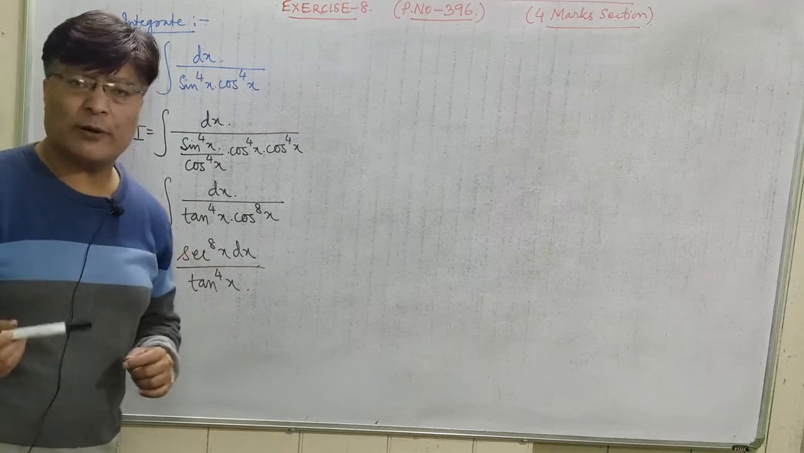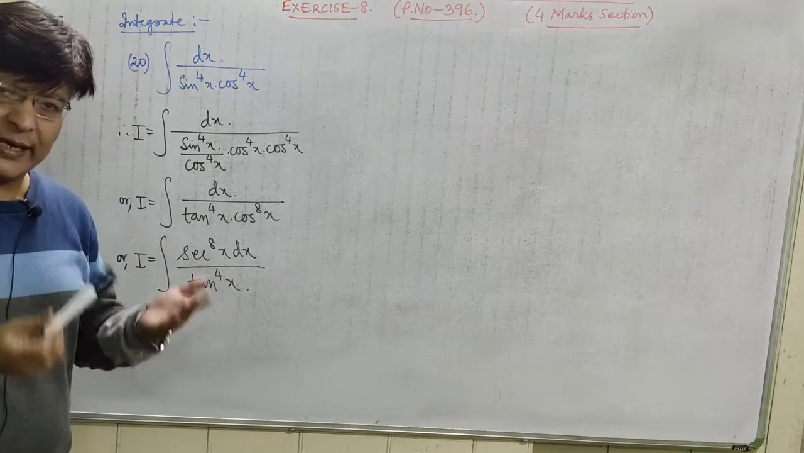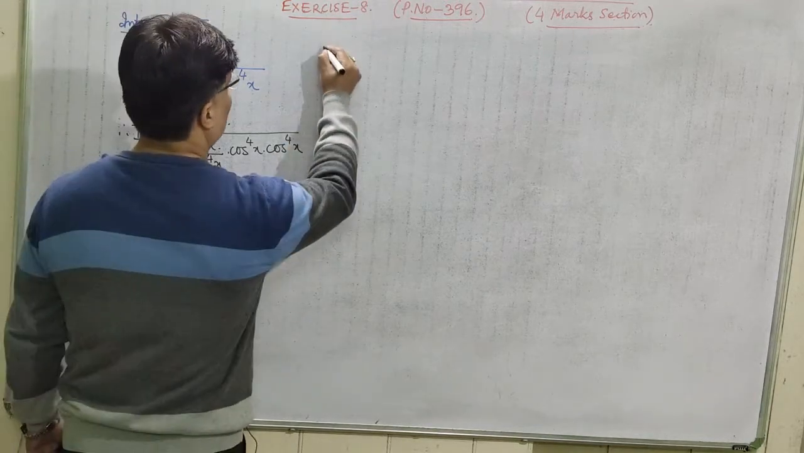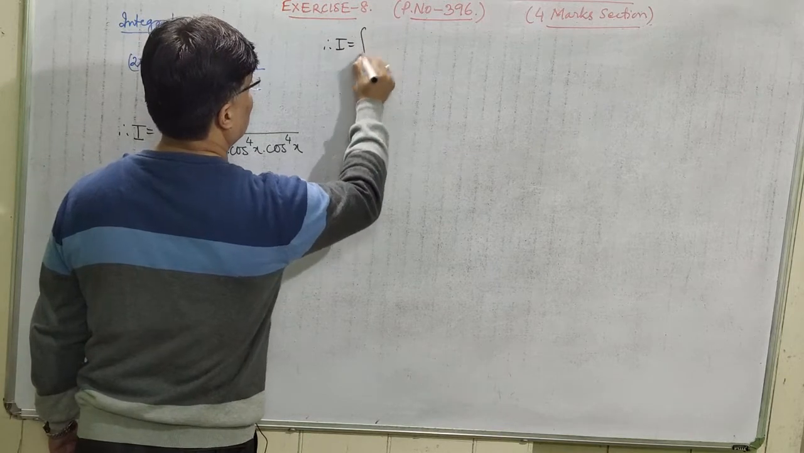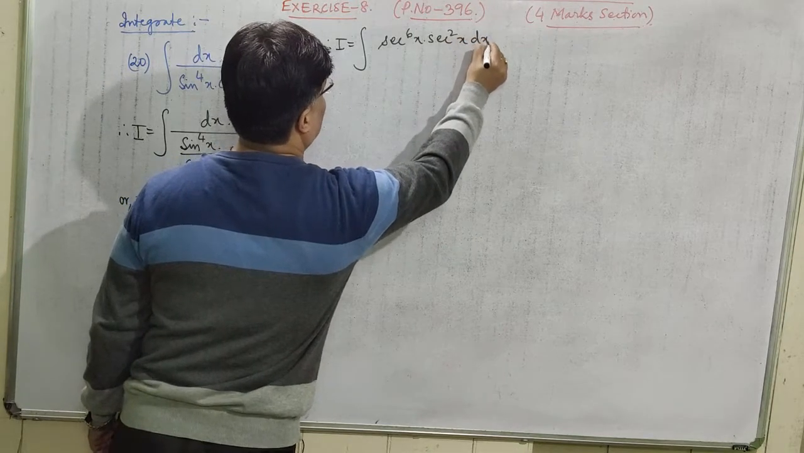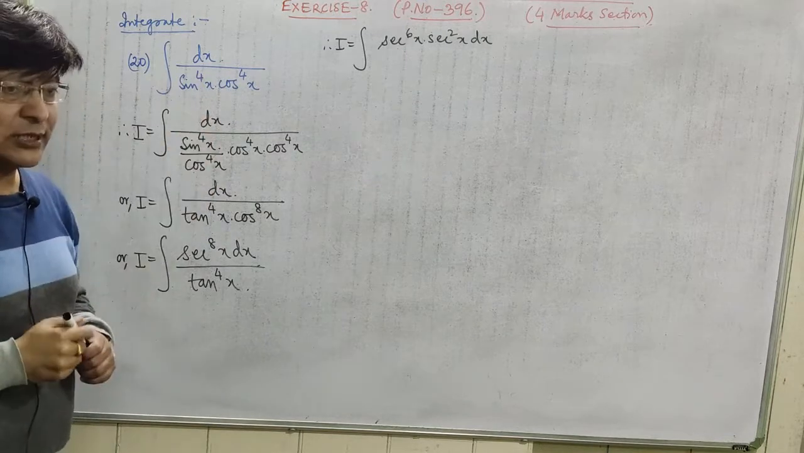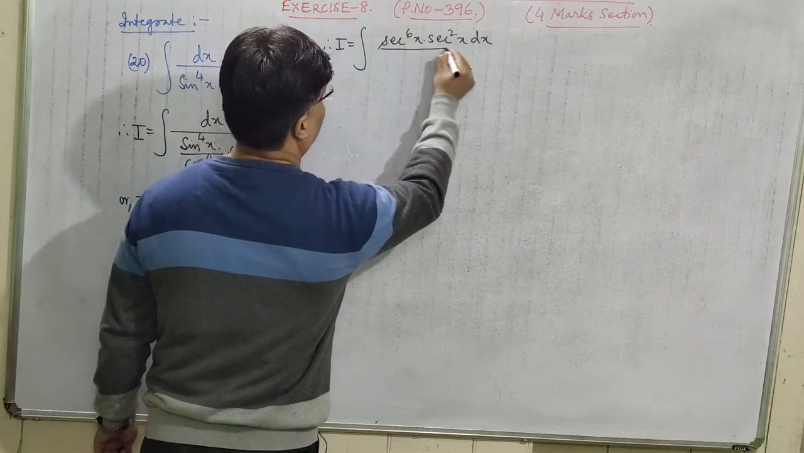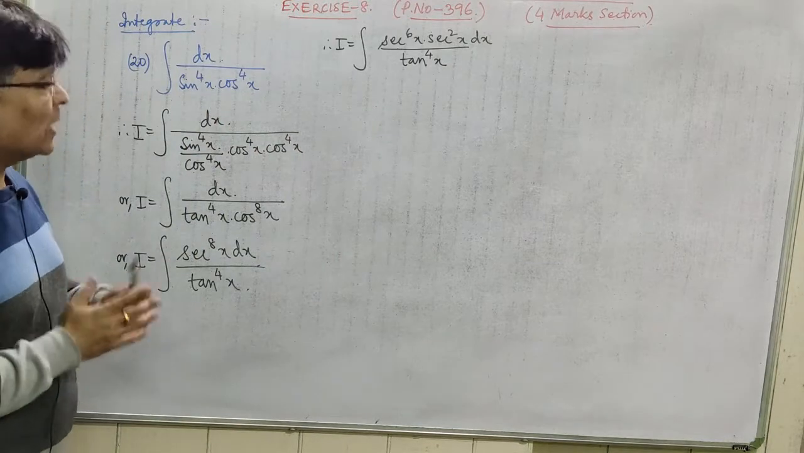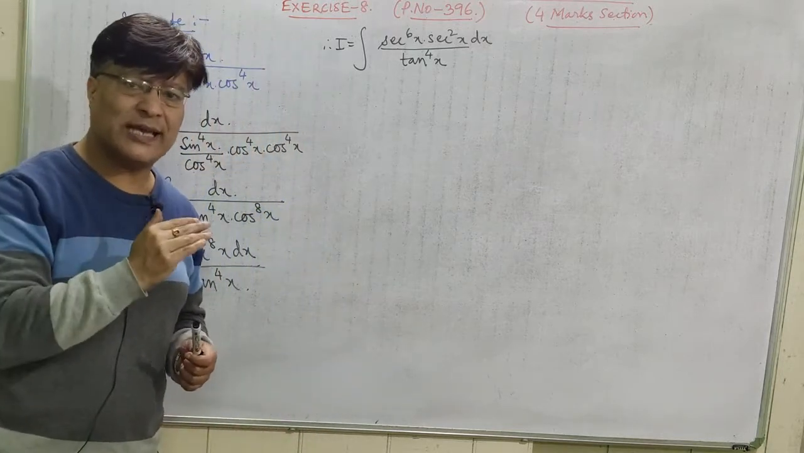So let us break this sec to the power 8x term as sec to the power 6x into sec square x, so that we can assume tan x as z, such that the differentiation of tan x is sec square x. So therefore I is equal to integration of sec to the power 6x into sec square x dx. That is sec to the power 8x is separated as sec to the power 6x into sec square x dx divided by tan to the power 4x. Is that clear? So now, since you know that the differentiation of tan x is sec square x, let us convert sec to the power 6x in terms of tan x.